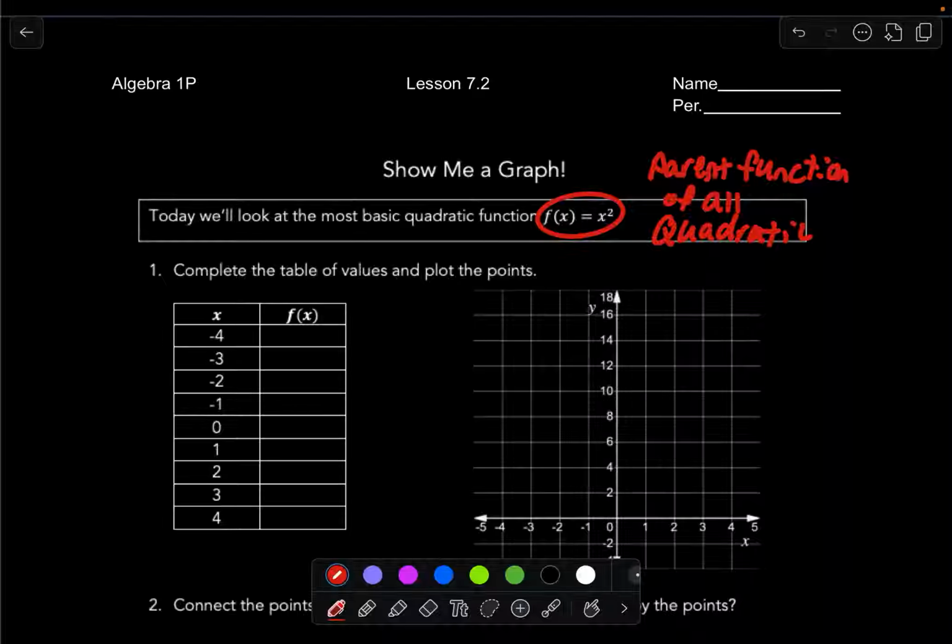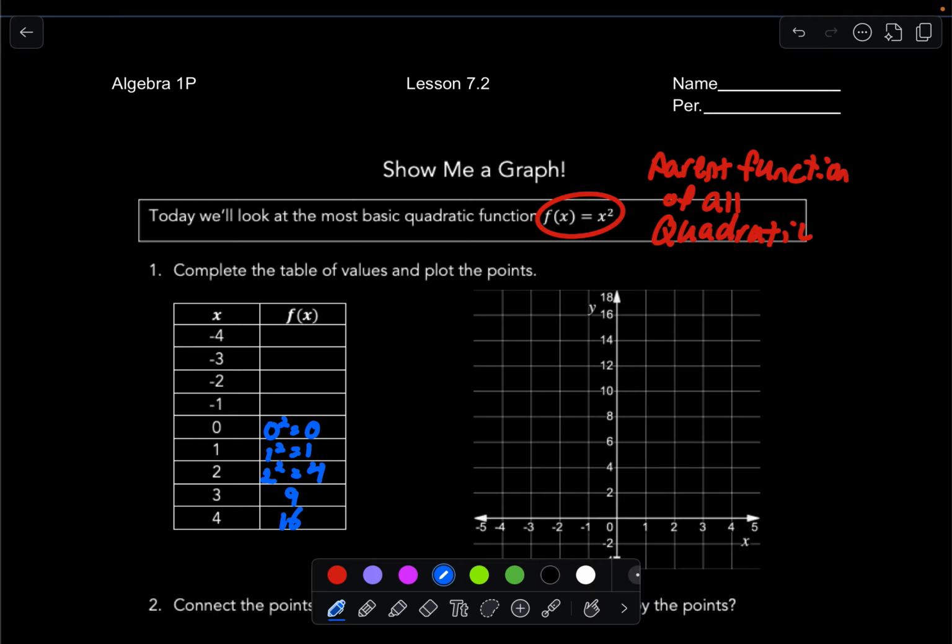To begin with, let's just make a table by inserting x values and calculating. So when x is 0, we have 0 squared, which is 0. When x is 1, we have 1 squared, which is 1. 2 squared, which is 4. 3 squared is 9, and 4 squared is 16.